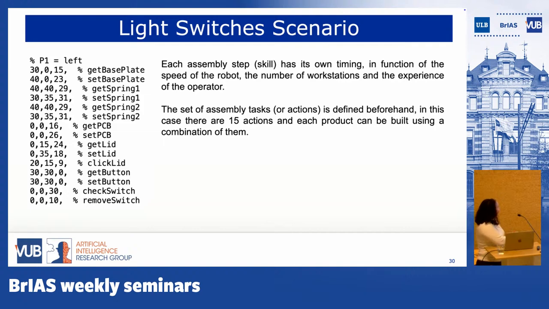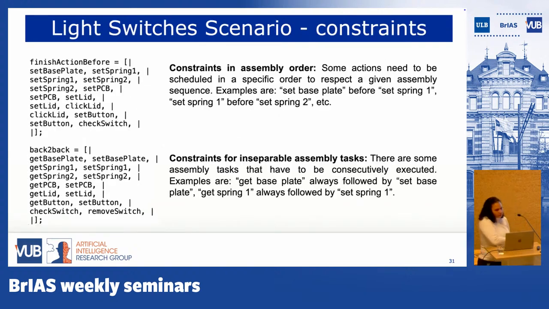So we have 15 actions. They are all mentioned there. And we have the set of tasks that we have to execute defined beforehand. For each of the tasks, we have the timing for the different, let's say, resources that we have in line. So the constraints in assembly order and the constraints for the tasks that have to be executed one after the other are two different sets of constraints that we are receiving, and in order to translate it, this is just being taken into account in the action selection process.